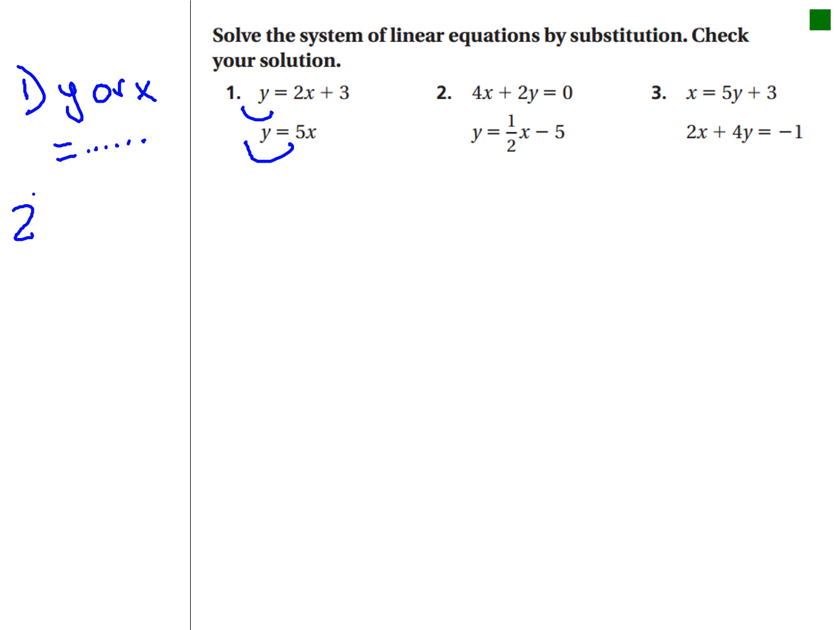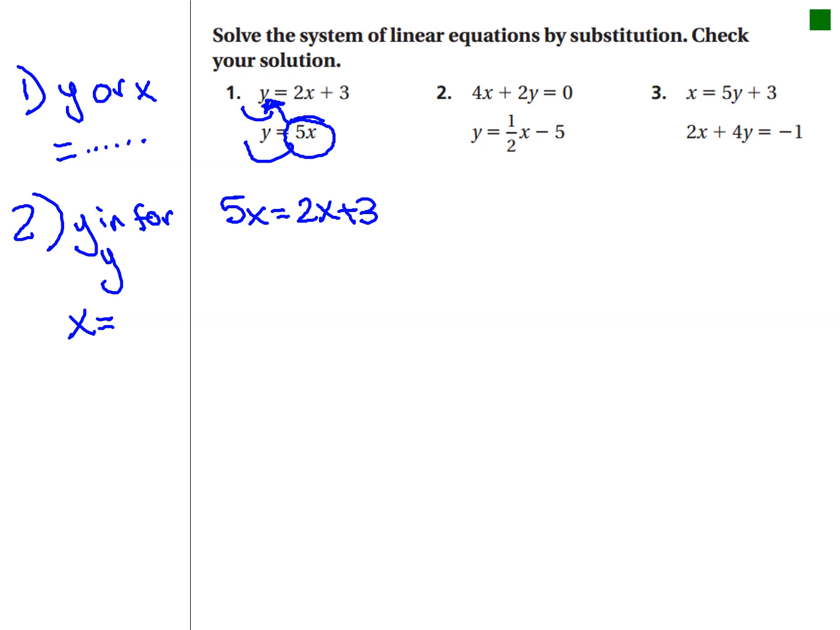Alright, our second step is that we are going to substitute y in for y. To solve for x, we're wanting to find x equals. Out of our 2 equations, 5x is the easiest one to work with because it's one operation. We're going to substitute that in for y because it says y equals 5x. No longer will this one say y, it will say 5x equals 2x plus 3. Alright, we solve for x. So we're going to use PEMDAS.